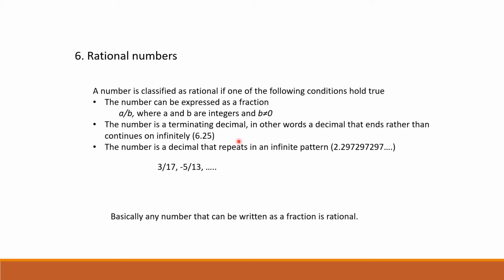For example, 6.25. The number is a decimal that repeats in an infinite pattern like 2.297, 297, 297 and so on. Other examples include 3 by 17, minus 5 by 13, etc. Basically, any number that can be written as a fraction is a rational number.